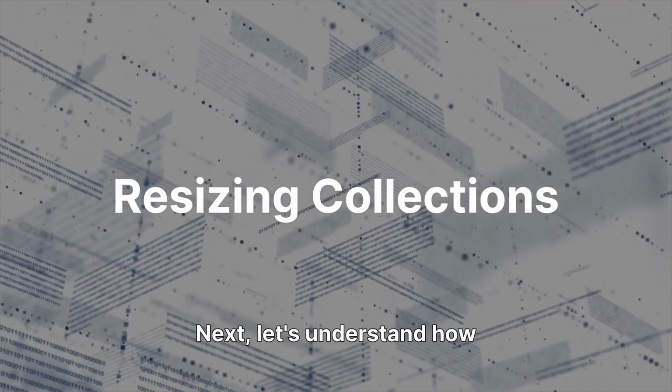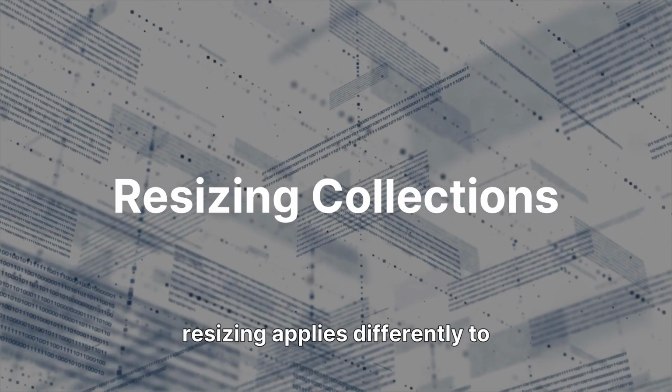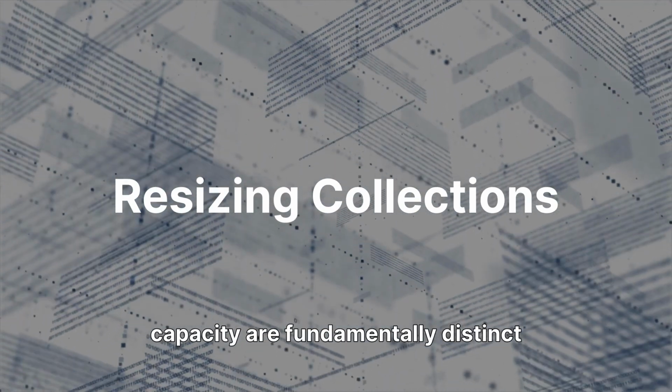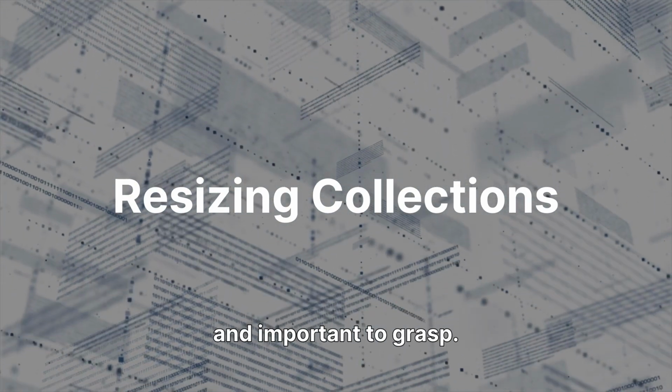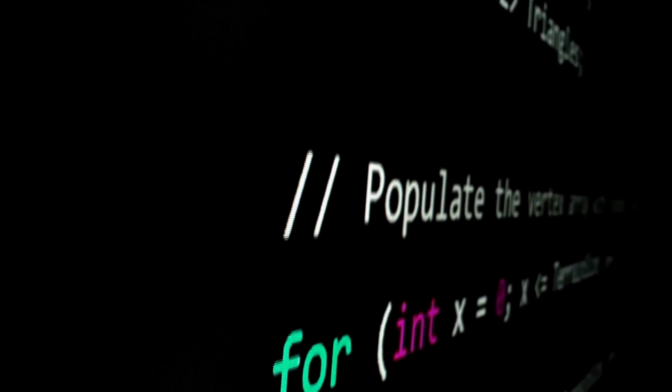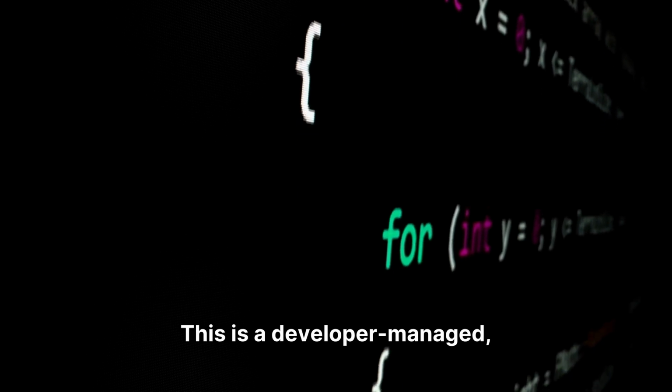Next, let's understand how resizing applies differently to arrays and lists. Their approaches to changing capacity are fundamentally distinct and important to grasp. Since arrays have a fixed size, resizing an array actually means creating a completely new, larger array. You cannot expand an existing array in place. You then must manually copy all elements from the old array to the newly created one. This is a developer-managed, explicit process requiring careful implementation.